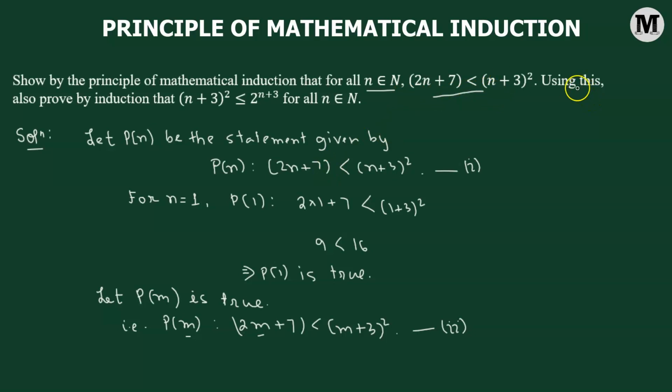Now let's come to the second part. Using this, we have to prove by induction that (n+3)² is also less than or equal to 2 raised to the power of n+3 for all n belonging to the set of natural numbers. Okay, so let us begin.